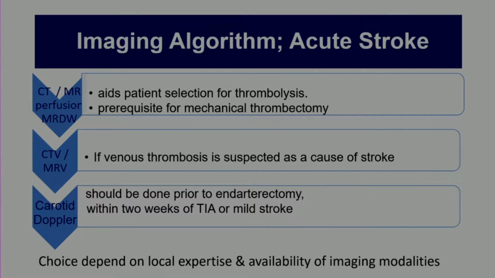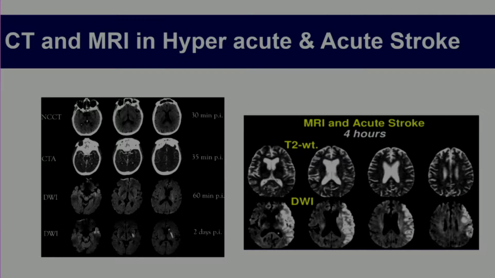Then the choice depends on local expertise and availability of imaging modalities. So these are some images. If you are lucky, and you are in the hospital while having the stroke, within 30 minutes you can do a CT. Nothing is seen on the CT, but if you do a CT angiogram, you can see this left MCA is not filling. And if you do DWI, yes, of course, you can see within 60 minutes the changes in the infarcted area. So this is within 4 hours.